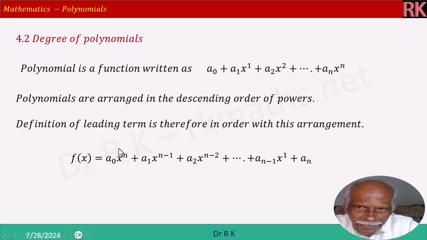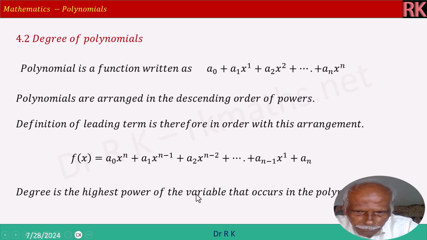So f of x is rewritten as a0 x power n plus a1 x power n minus 1 plus a2 x power n minus 2 going on up to a n minus 1 x power 1 plus an x power n minus n, which is x power 0, that is 1, therefore plus an. The constant term from the first goes to the last. And this is the leading term. So degree is the highest power of the variable that occurs in the polynomial. That means x power n. So n is the degree because x power n comes first and all the other terms have less than this degree, less than this power.